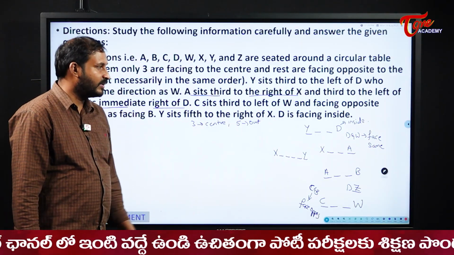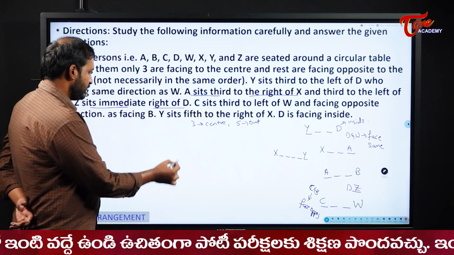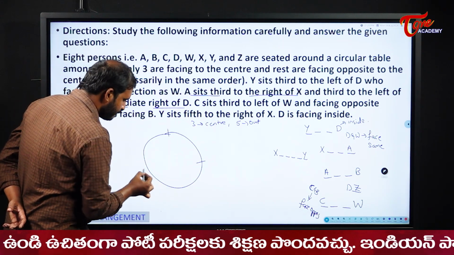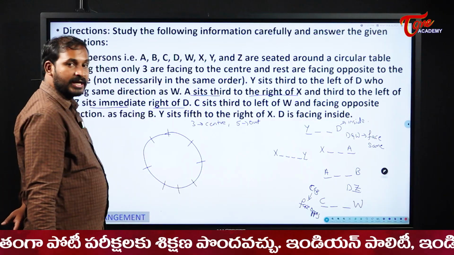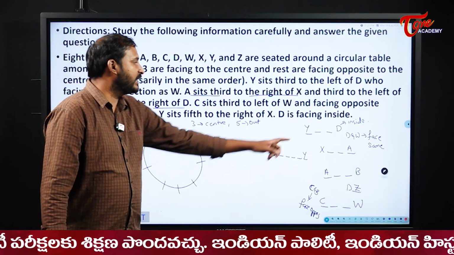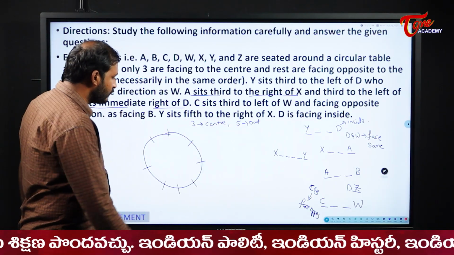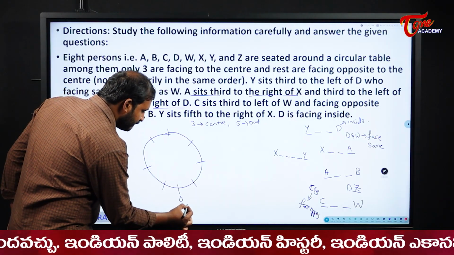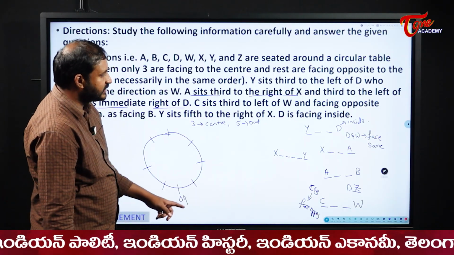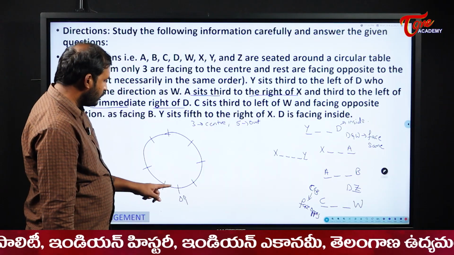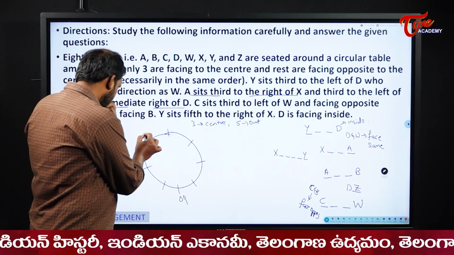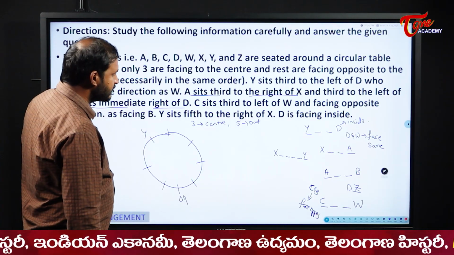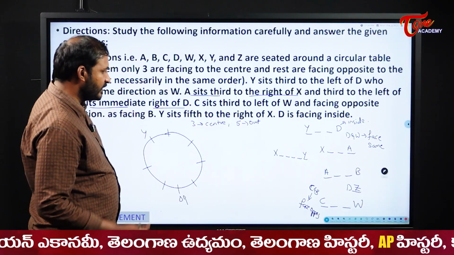Total for us, 8 persons are there. For me here, please see, D is facing inside, they told. So if I take D here and he faces inward, its third left should be who? 1, 2, 3. It should be Y. Next, D and W will face the same direction.